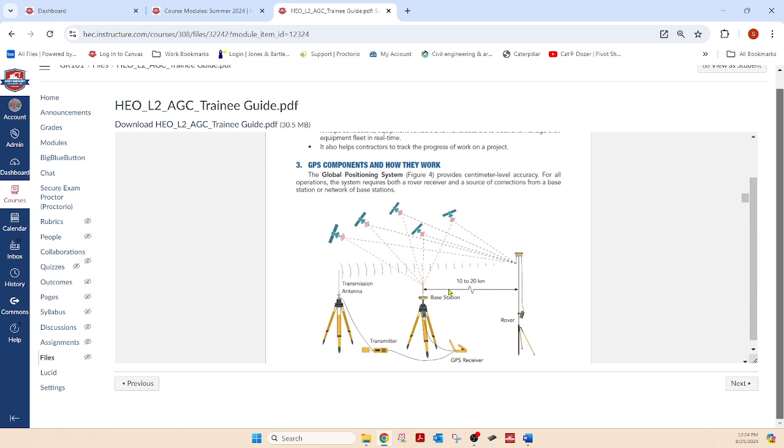So do you know where you would mount a receiver on a dozer? You'd mount it on the blade, right? Yes, you would. You would mount it on the blade.